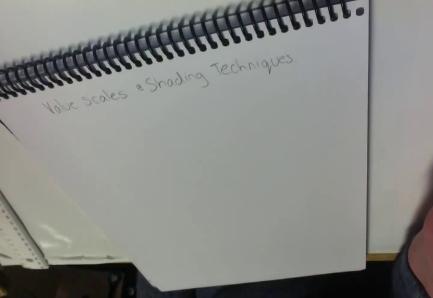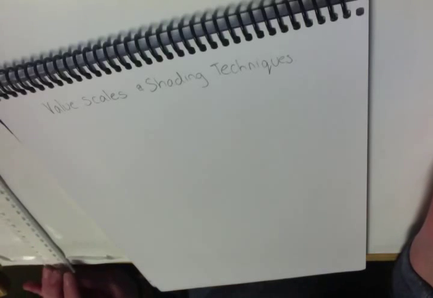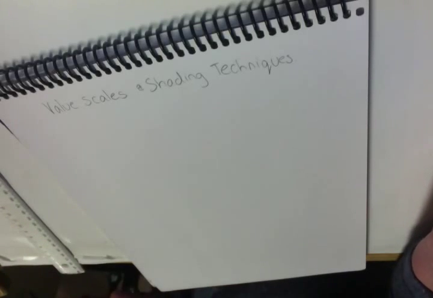What's value, EJ? The lightness or darkness. Excellent. The lightness or darkness of a color. So we're going to be creating some value scales. Now, when you finish your titles, I want you to put your pencils down because you don't have a ruler yet, and you're going to need a ruler for this assignment. So for now, you're just going to watch me.